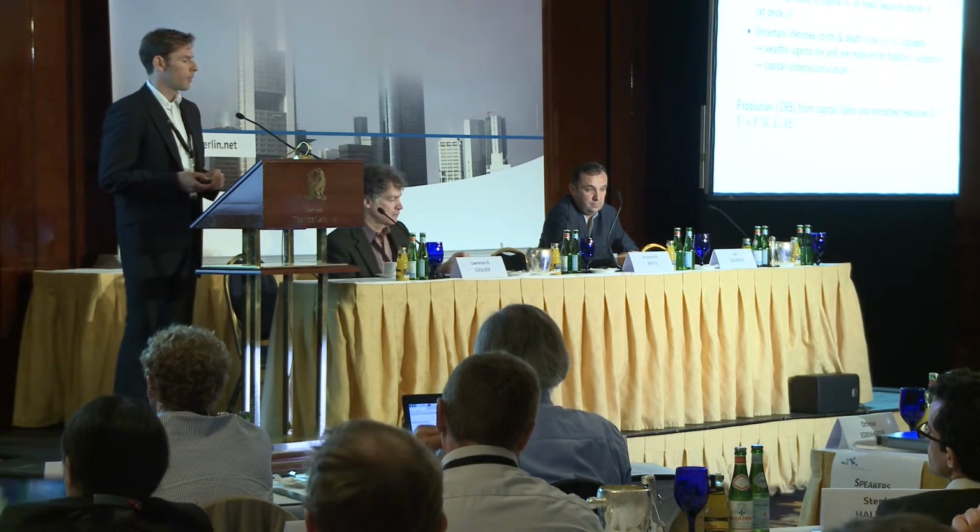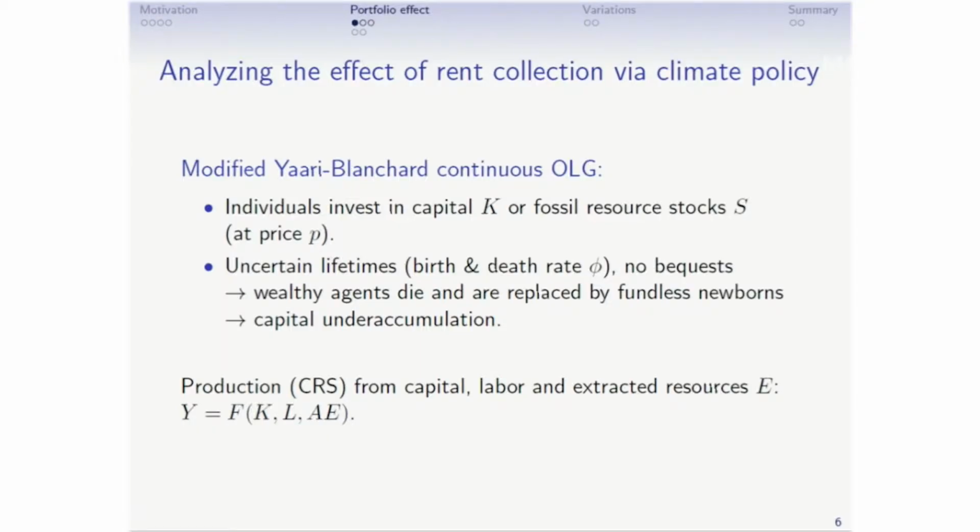So now for a bit of a formal model to just focus on the effect of rent collection. On the demand side, we employ a modified Blanchard-Yaari continuous overlapping generations model. It's modified in the sense that individuals in our case can choose between two assets rather than just one. So there's capital, producible capital, and a fossil resource stock, denoted by S, which they can buy and sell on the stock market at a price P.